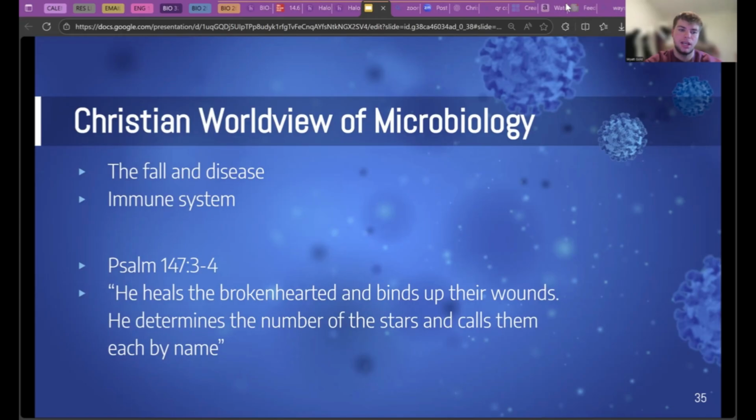It's seen in Psalm 147, verses 3 through 4. It says, He heals the brokenhearted and binds up their wounds. He determines the number of the stars and calls them each by name. So this goes along with the bacteria and cells in our body. Everything was made by God, in His purpose and in His image. Just as God knows all the stars in this verse, He designed and recognized each cell of the body, to be able to heal itself and fight off these bacteria.